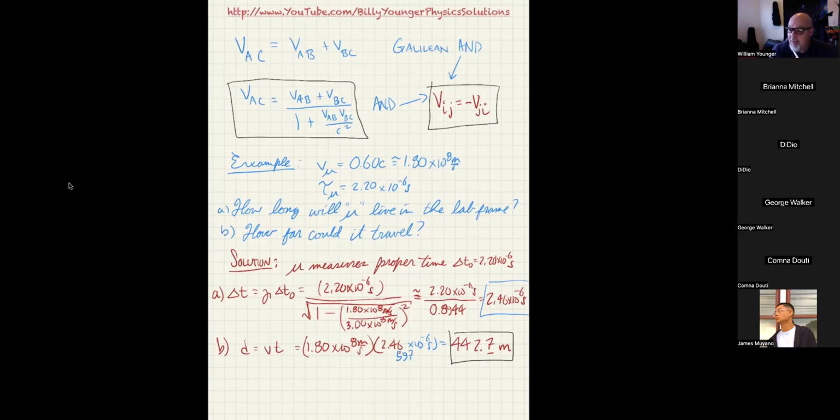But you can't just get away with that. You also got to show that the muon itself agrees that it makes it to the surface of the Earth. Can anybody think of what we could do to understand why the muon makes it? Because in the muon's frame, it only lives 2.2 times 10 to the negative 6 seconds, and it's only traveling at 1.80 times 10 to the 8 meters per second. The muon agrees that the Earth is moving towards it at 1.8 times 10 to the 8th meters per second, and that its life is 2.2 times 10 to the negative 6 seconds. So why does the muon think it made it to the surface of the Earth? Anyone?